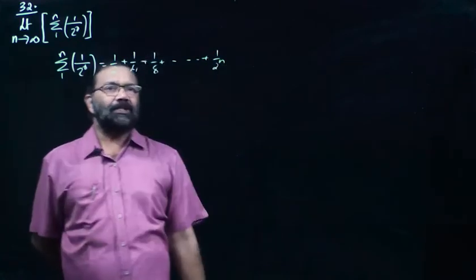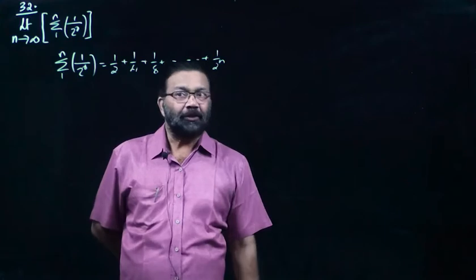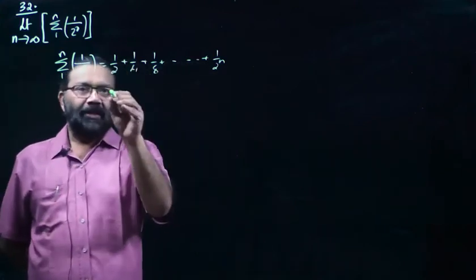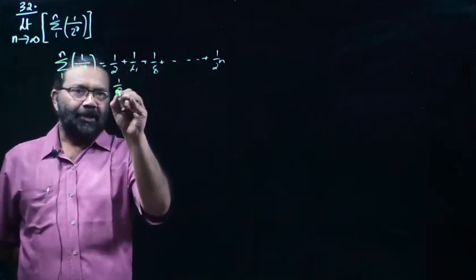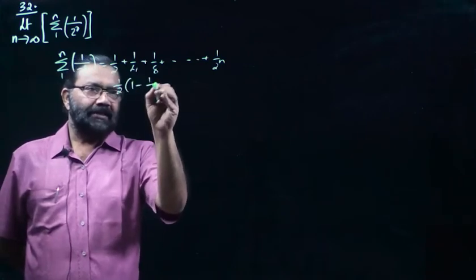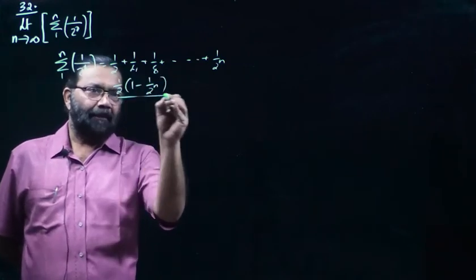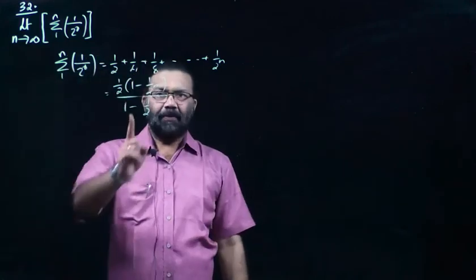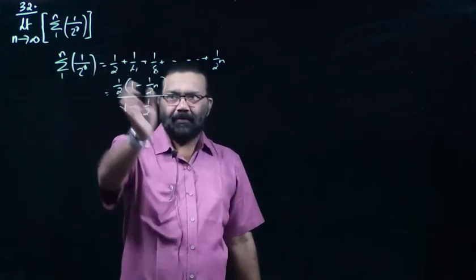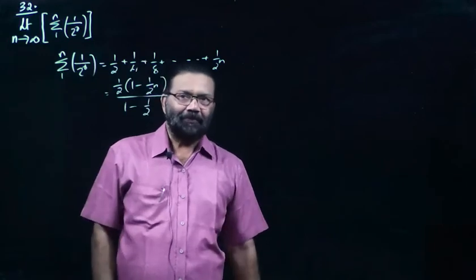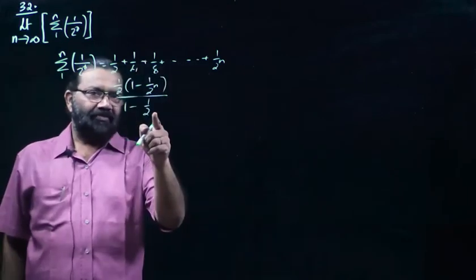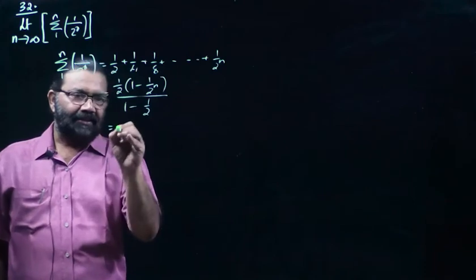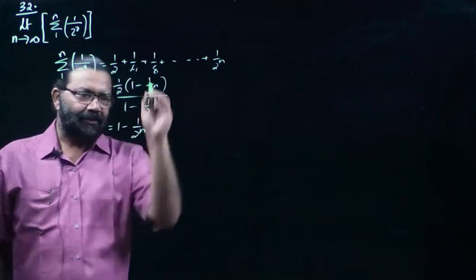So this forms a geometric progression with common ratio 1 by 2. What is the sum of n terms of a GP? A into 1 minus r raised to n by 1 minus r, because the common ratio is less than 1. So 1 minus half is half, and half gets cancelled. So 1 minus 1 by 2 raised to n.